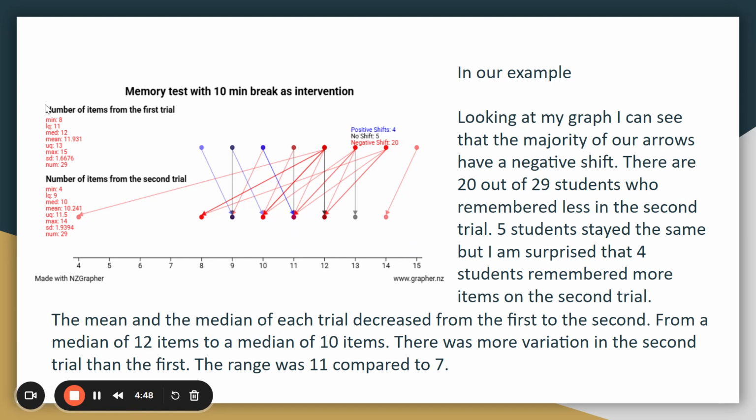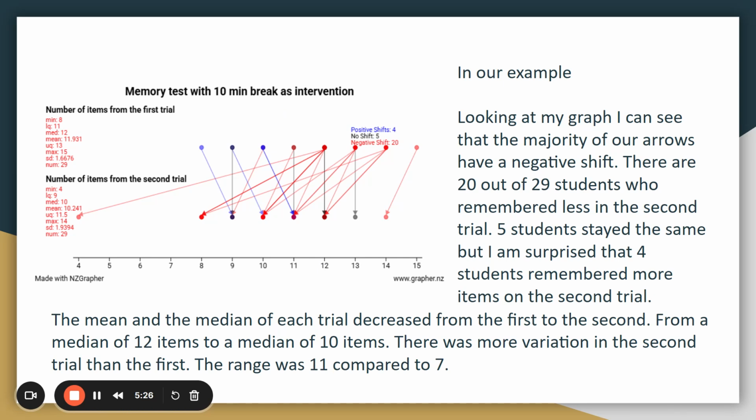And this one, of course, was the one that we're interested in. The mean and median we can find over here. So the median was 12 for the first trial and 10 for the second. So there was a decrease between the first and the second trial. And the range is also quite interesting in that the range in the first trial was just 15 minus 8 is 7, and the range in the second trial was 14 minus 4 is 10. So that's quite interesting as well, because that will mean that there's more variety, more variance in the second trial than there was in the first trial. Yep, that 11 is probably wrong. So we won't worry about that at the moment.